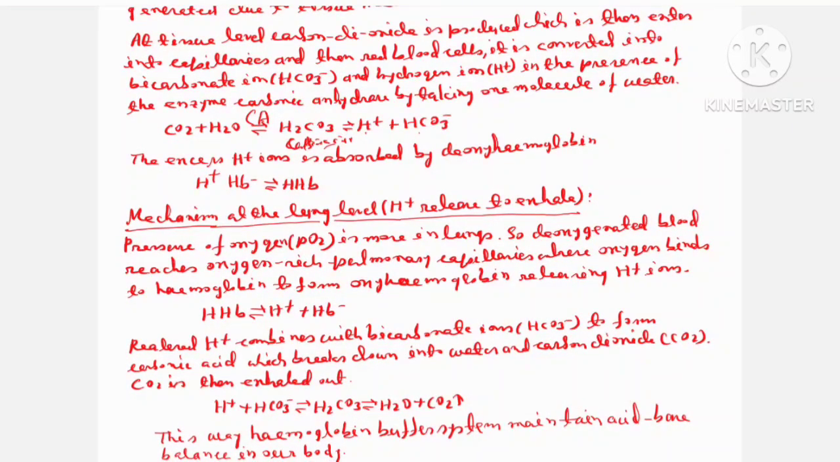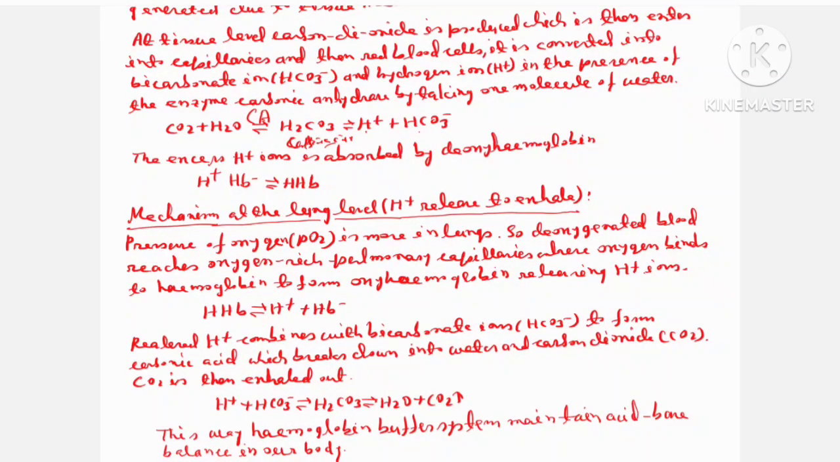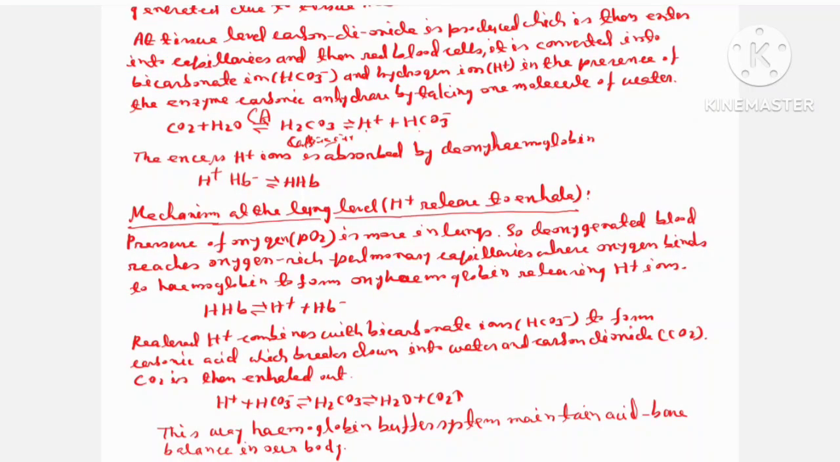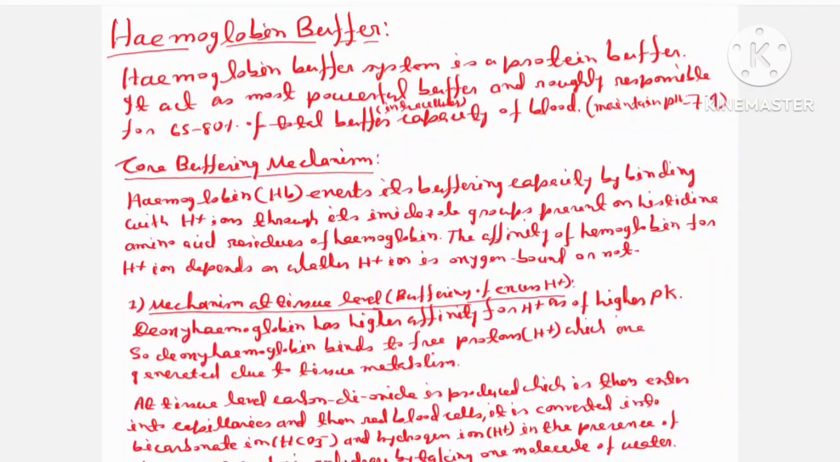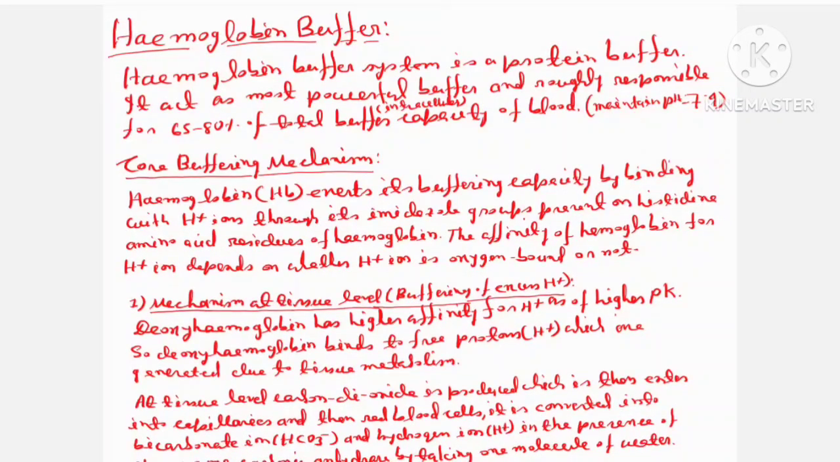This way the hemoglobin buffer system maintains the acid-base balance in our body, basically the maintenance of the pH of blood at 7.4. So this is a brief idea regarding the hemoglobin buffer system.